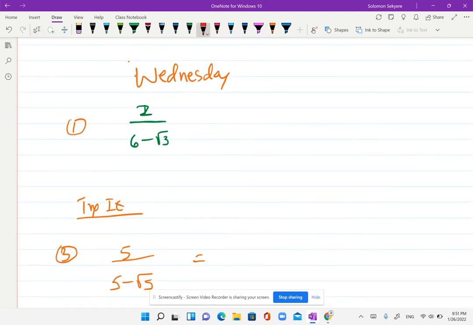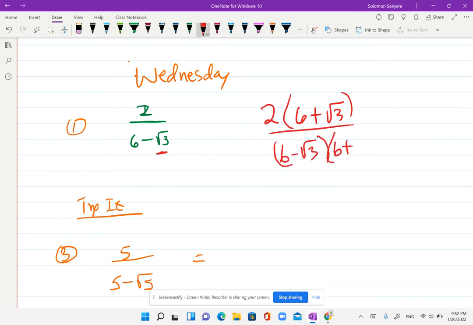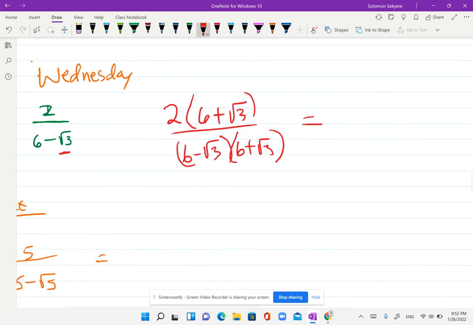Now, let's do another one here. This one says simplify this. We don't want this at the bottom. So we multiply both the numerator and the denominator by the conjugate of 6 minus root 3. Okay, we do that. Difference of two squares. So it's just a little different, but the same.